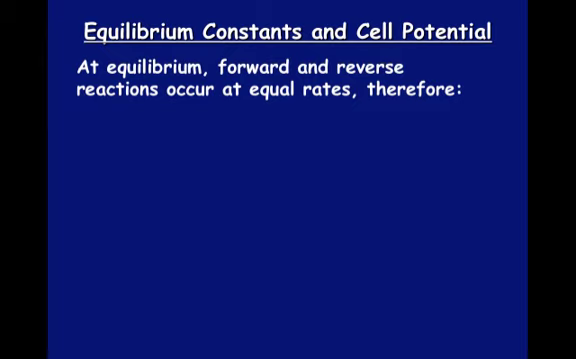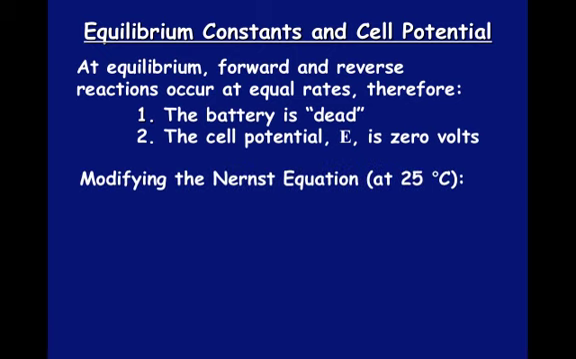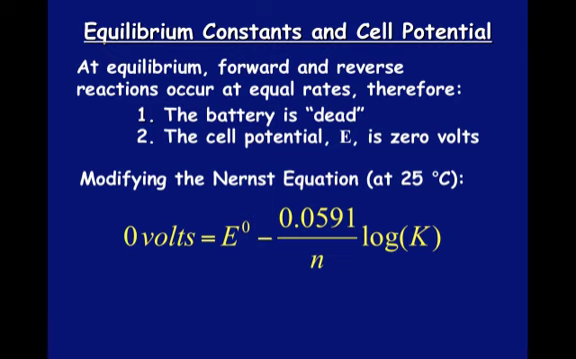So, let's now relate equilibrium constant and cell potential. So, at equilibrium, we know forward and reverse reactions occur at equal rates. Therefore, the battery is dead. So, a battery or electrochemical cell, when it has reached equilibrium, no more electron flow, cell potential is going to be 0. So we know that this is 0 volts. Modifying the Nernst equation at 25 degrees, we get this. I lied. The cell potential is at 0.